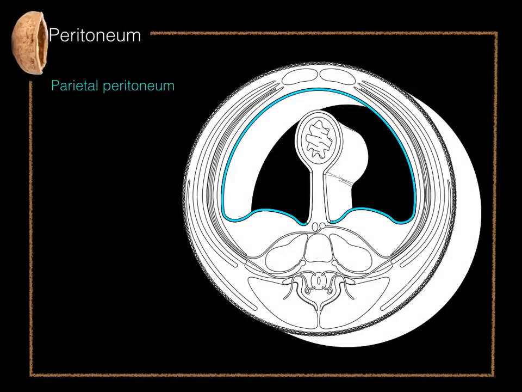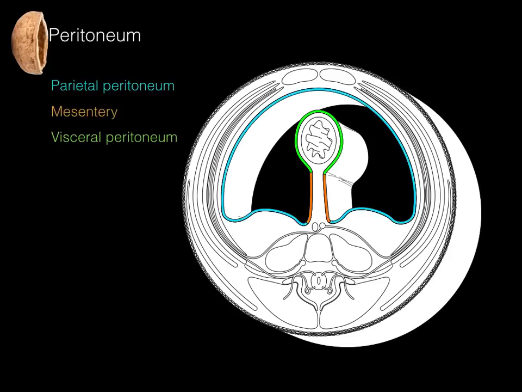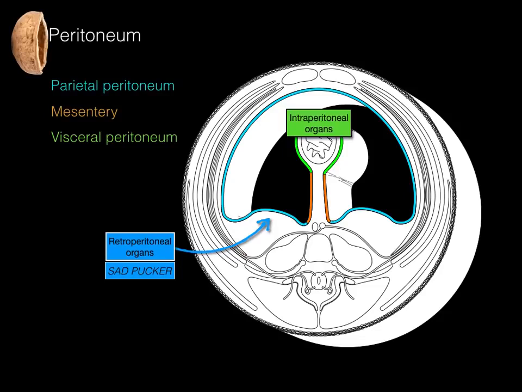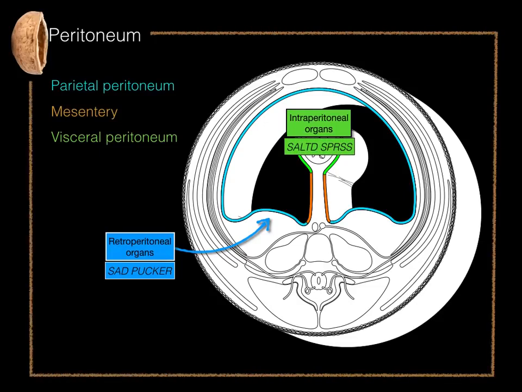Okay. All right, now let's talk about the peritoneum in a nutshell. All right, so there's parietal peritoneum that lines the wall, the mesentery, a double membrane that goes to the visceral peritoneum, and there we have all three. And behind the parietal peritoneum are retroperitoneal organs, and we remember that as SAD PUCKER. And then within the visceral peritoneum, we have intraperitoneal organs, and remember all those organs as SALTED SPURS, and that, my friends, is the peritoneum in a nutshell.